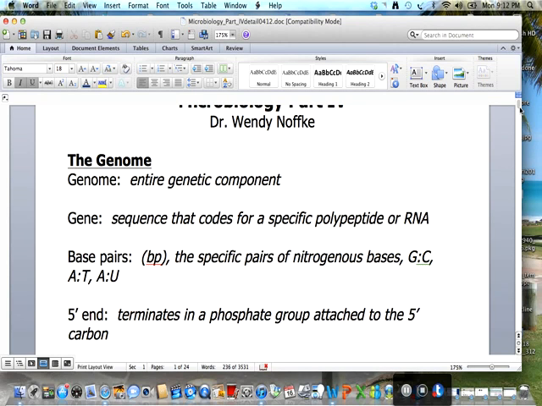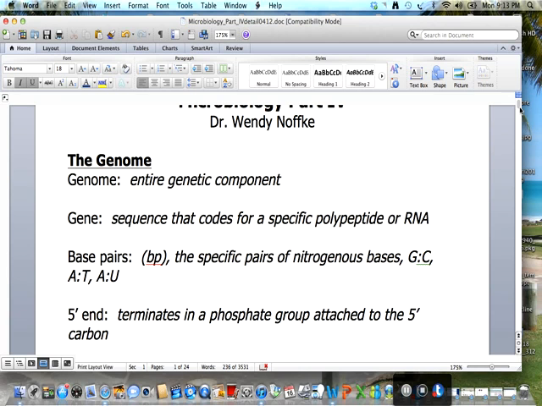The genetic material, both RNA and DNA, is composed of base pairs of specific pairs of nitrogenous bases that pair as follows: G and C, or guanine and cytosine; A and T, or adenine and thymine; or A and U, adenine and uracil. The strands of DNA have two specific ends, specified as the 5' ends and the 3' ends.